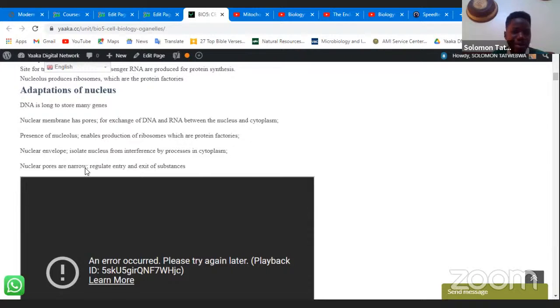Also, the nuclear pores are very, very narrow to regulate the entry and exit of substances. Like we said, even the entry and exit of substances, sometimes, in fact, most times, is facilitated by enzymes. Without enzymes, there will be no entry or exit into and out of the nucleus. So that is very, very important.